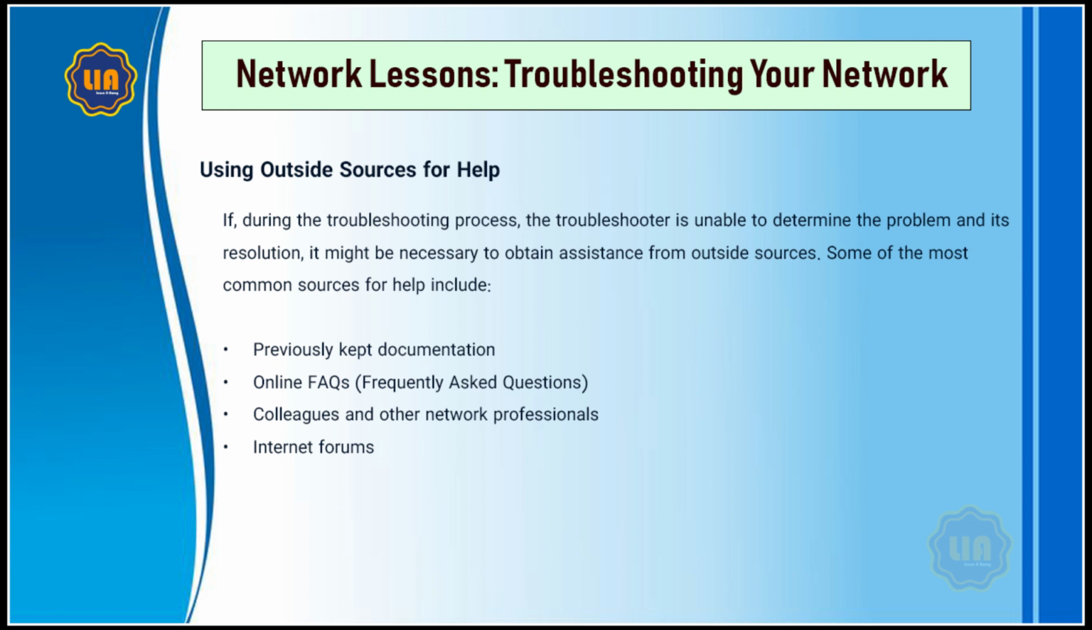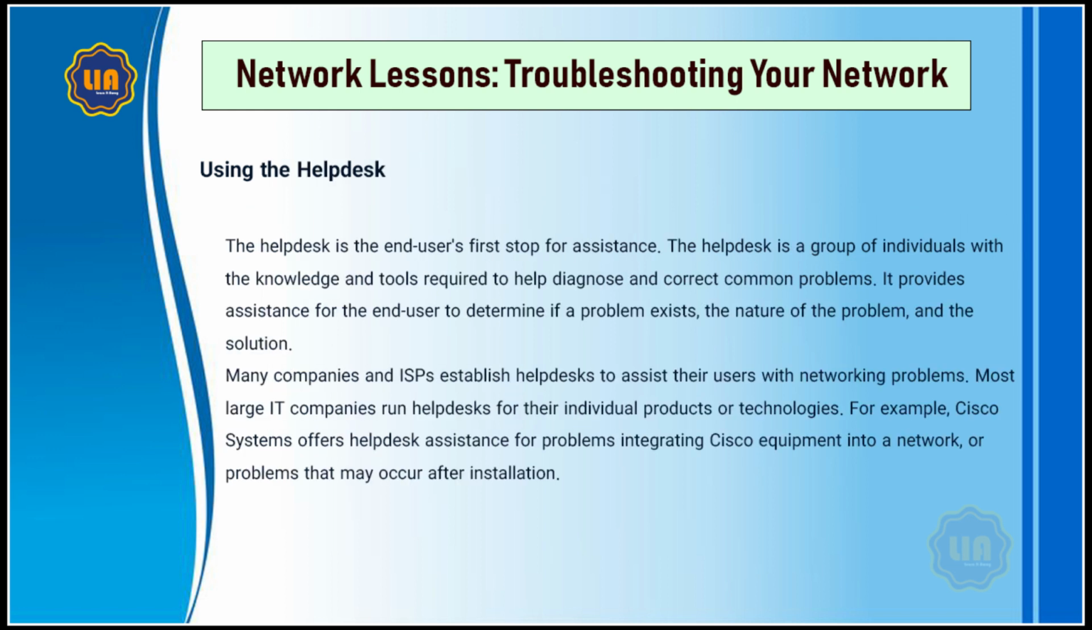Using outside sources for help. If, during the troubleshooting process, the troubleshooter is unable to determine the problem and its resolution, it might be necessary to obtain assistance from outside sources. Some of the most common sources for help include previously kept documentation, online FAQs, frequently asked questions, colleagues and other network professionals, Internet forums. Using the help desk. The help desk is the end user's first stop for assistance.